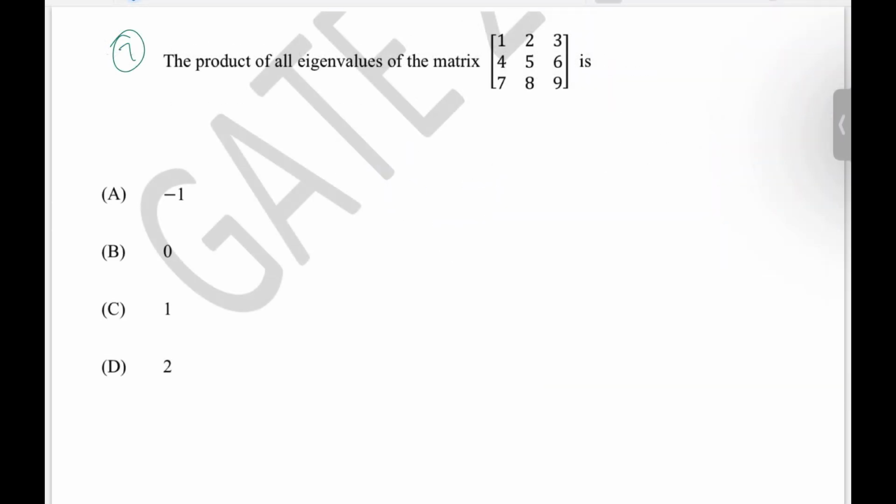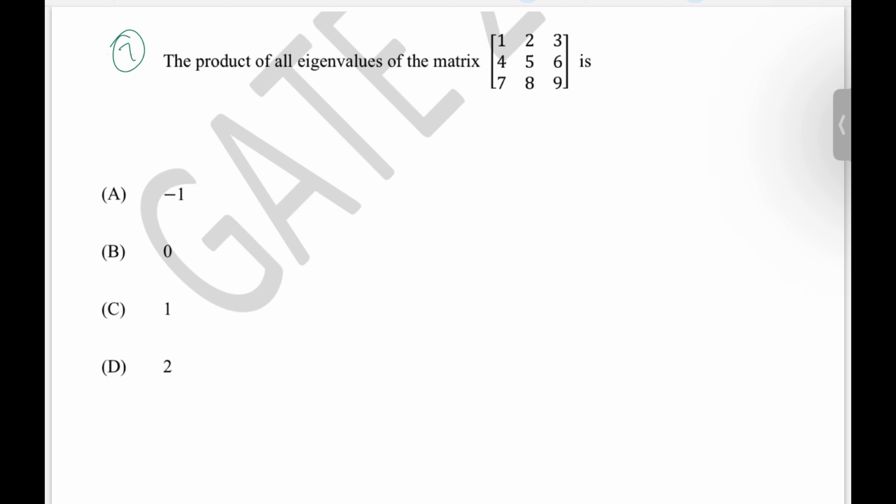Now let's look at the next question, question number 7. We have been given this matrix and we just have to find the product of all eigenvalues of this matrix. So what is the product of all eigenvalues? The product of all eigenvalues is nothing but the determinant of this matrix. And again I will say, before calculating the determinant, just have an overview of the matrix.